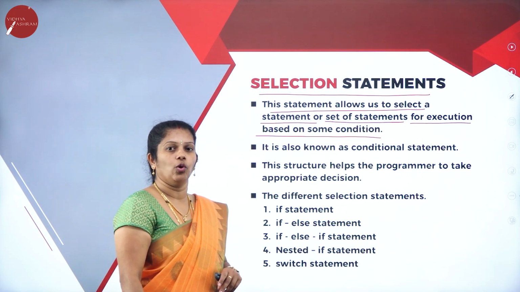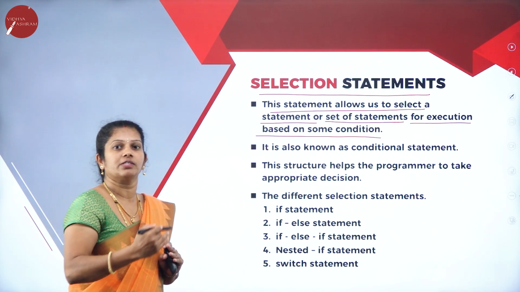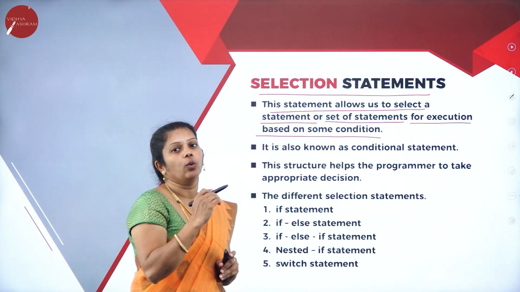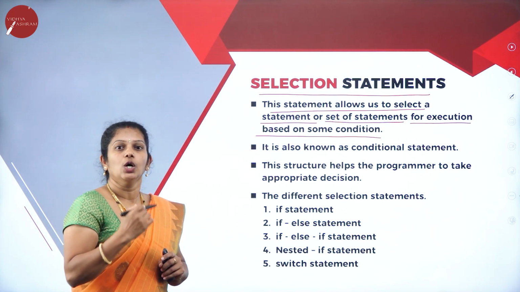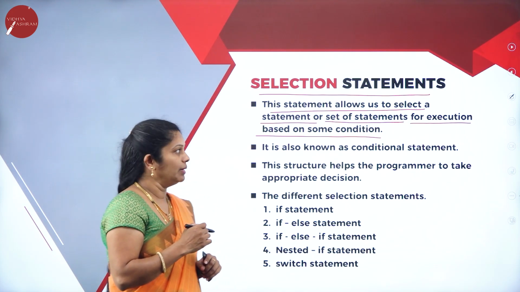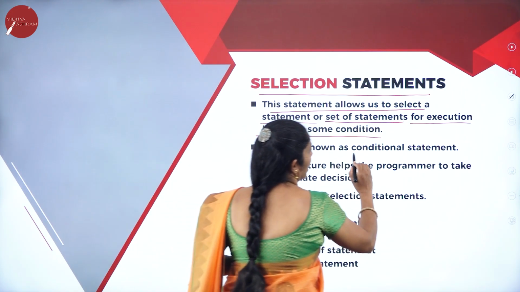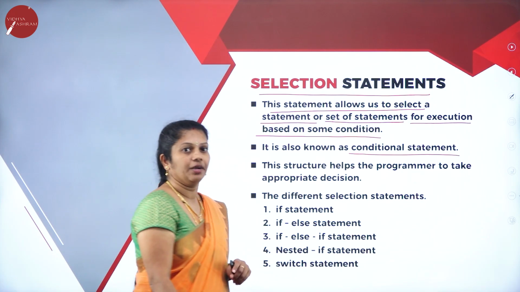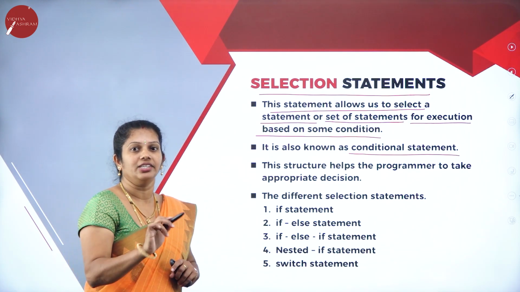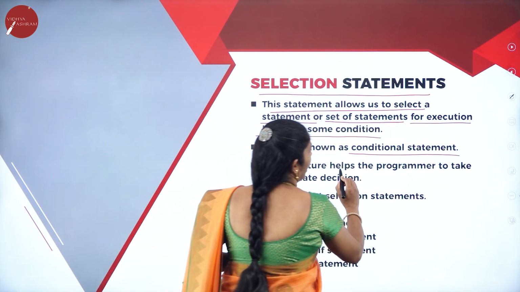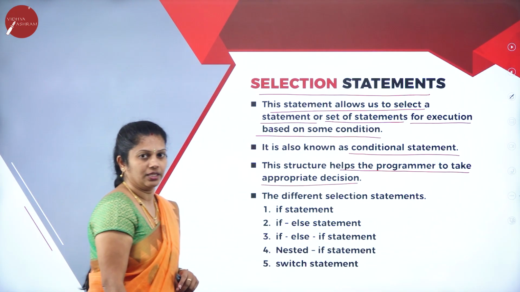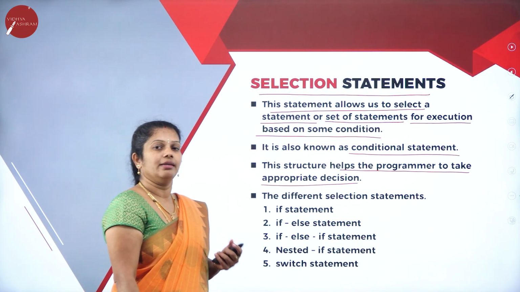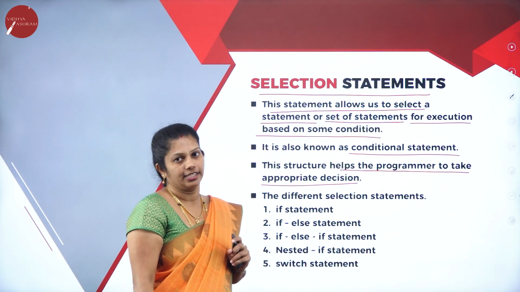Whichever statement we want, we are able to execute in a list of statements depending upon the requirement, the way the user wants. Depending upon the condition, we can display the statements here. It is also known as a conditional statement because here we are applying conditions. This structure helps the programmer to take appropriate decisions. The programmer can decide whichever statement they want to execute here.